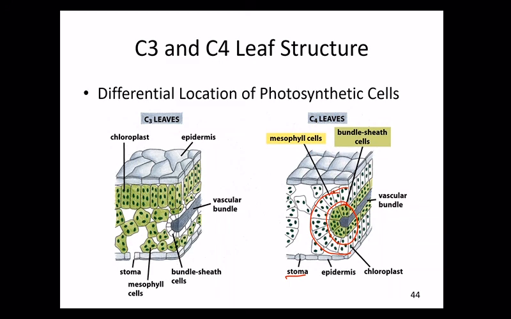In the C3 leaves, you can see the mesophyll cells are all throughout. The bundle sheath cells are much smaller because we're not separating the process. So this shows you, again, how we can see a difference in the leaves based on the type of plants.